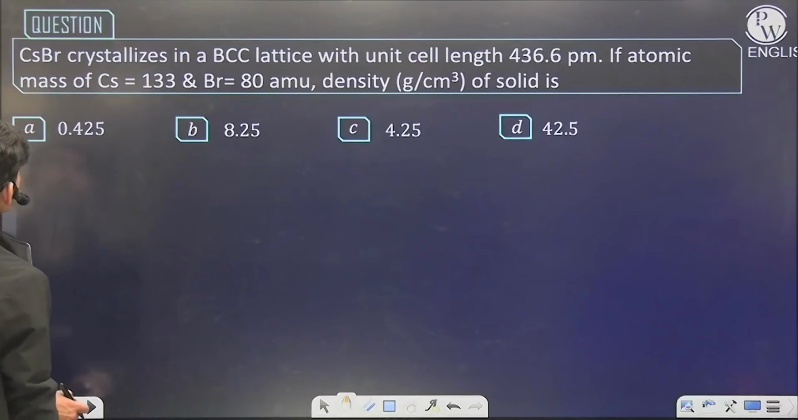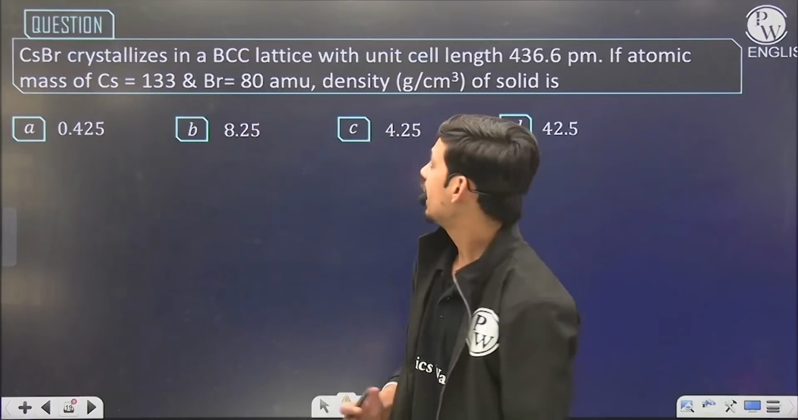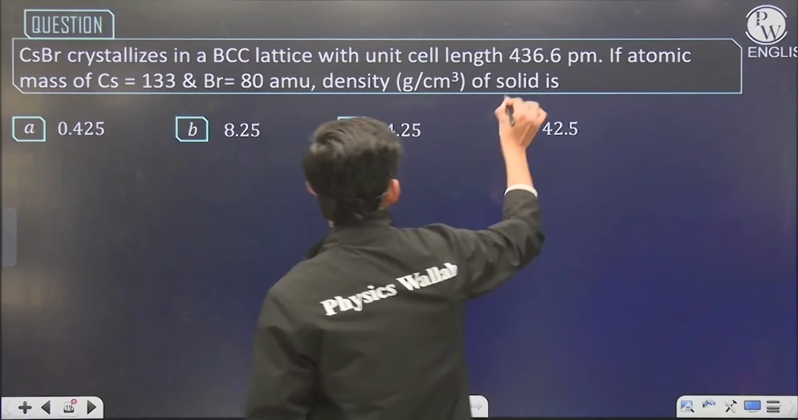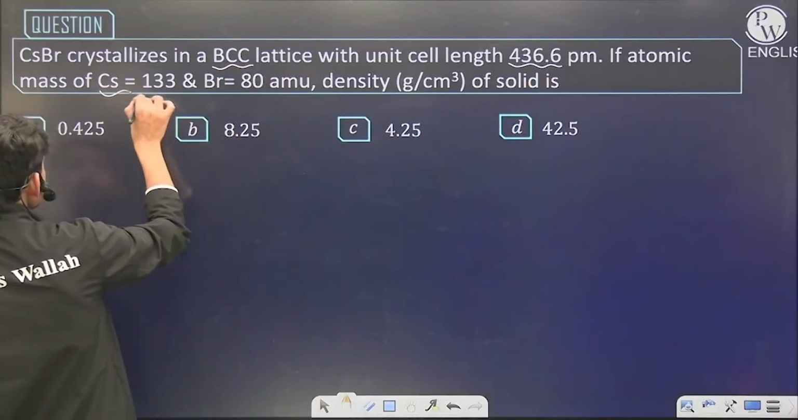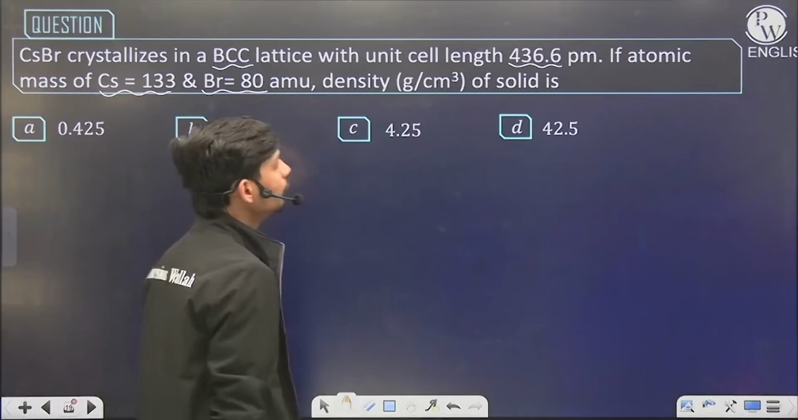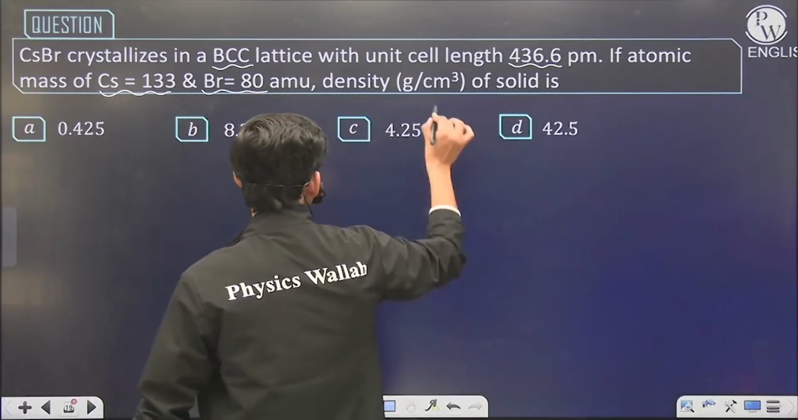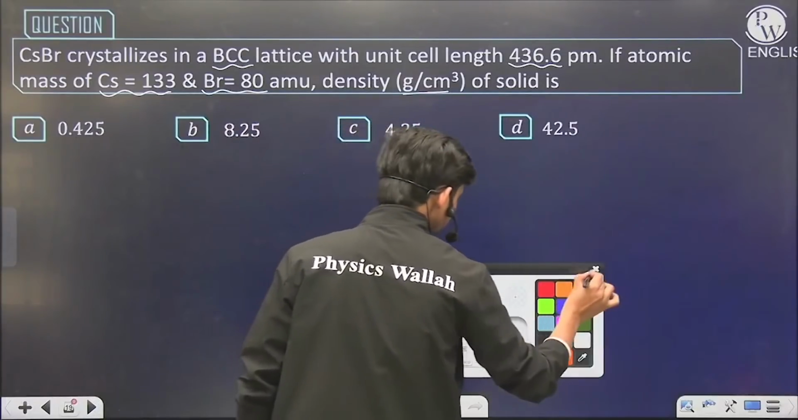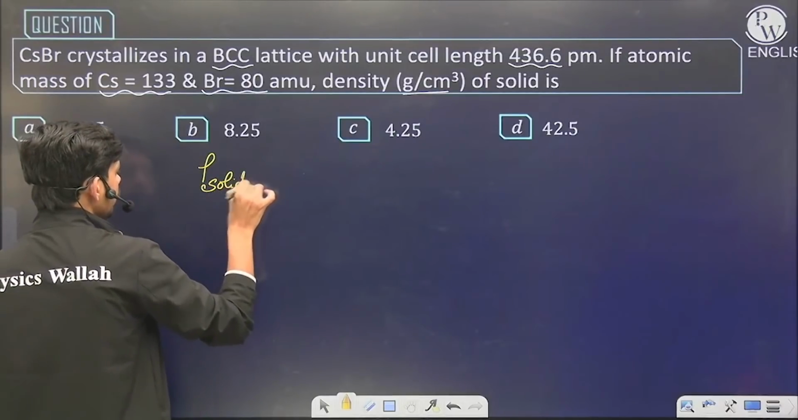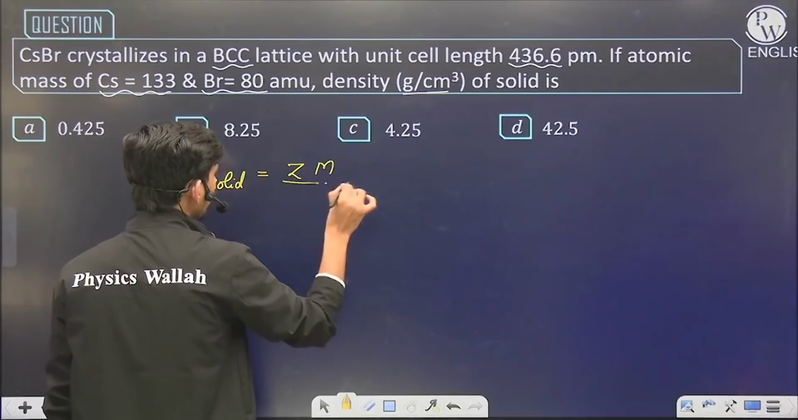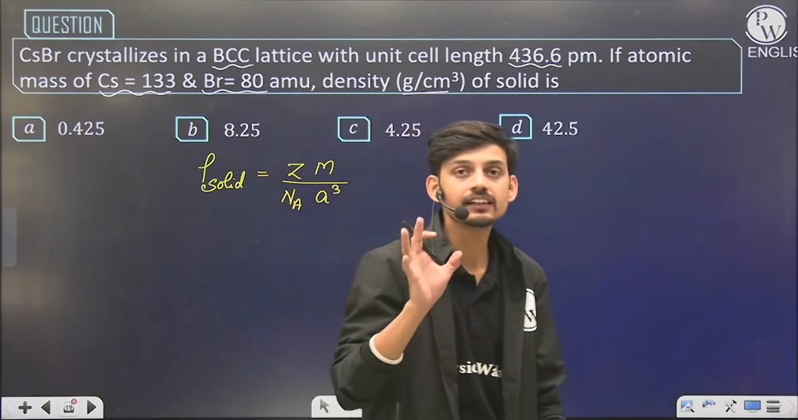Now let's see the question. The question says CsBr crystallizes in a BCC lattice with unit cell length 436.6. If atomic mass of cesium is 133 and bromine is 80 AMU, the density of solid is. So here also we have to calculate the density in gram per centimeter cube. So let's solve the question. Density of solid we have to find, which is Z M upon Na into A cube. Now this is a previous year question, and this has a little trick.